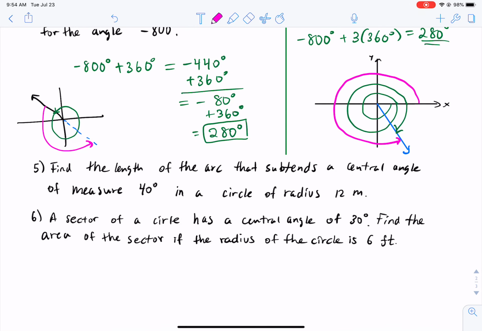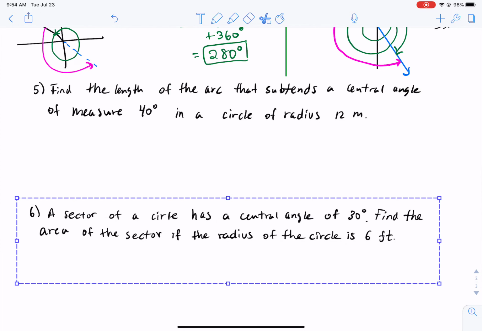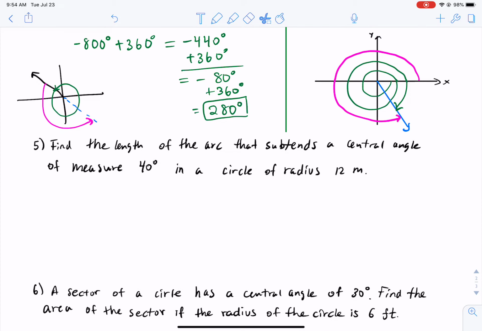What about number 5, right? What's the formula for number 5? The length of the arc that subtends a central angle of measure 40 degrees in a circle of radius 12 meters, right? Well, S equals theta times R. S equals R times theta, yeah, perfect. And the only thing that I told you yesterday when I wrote it out is that theta should be measured in radians. So you have 40 degrees, you have to convert that into radians.